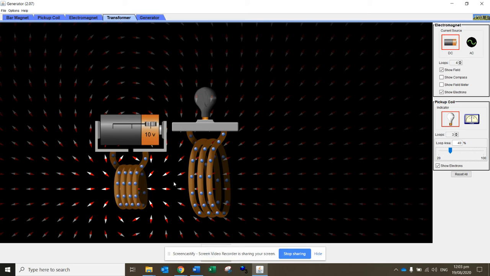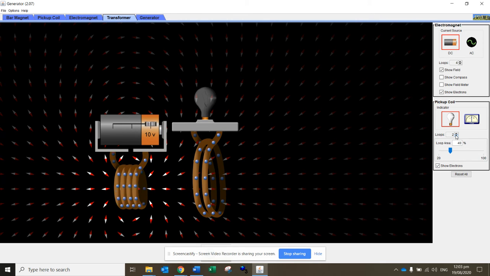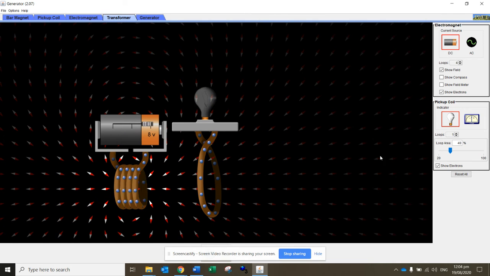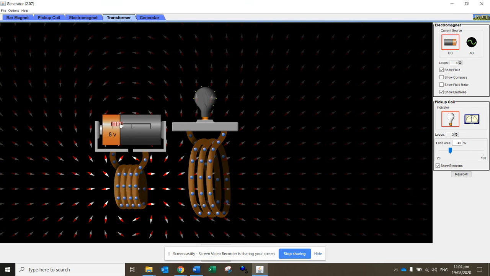So the word transform means to change. So it's possible to change your input voltage to a different output voltage. And what I can do with this is reduce the number of loops. And watch what happens if I reduce the number of loops. Not that much. Okay. If I increase the number of loops, that's as much as I can get. Nothing happens if I don't change the current.